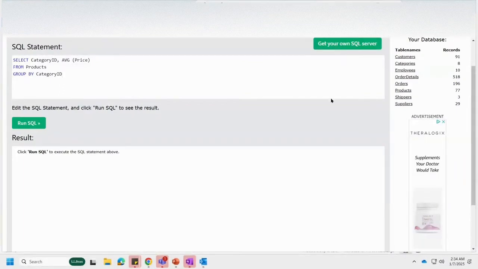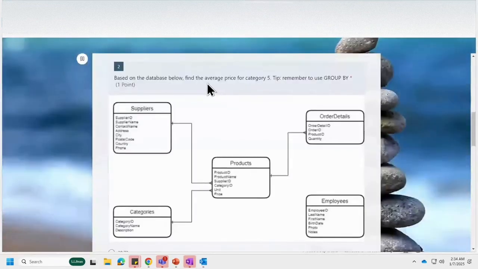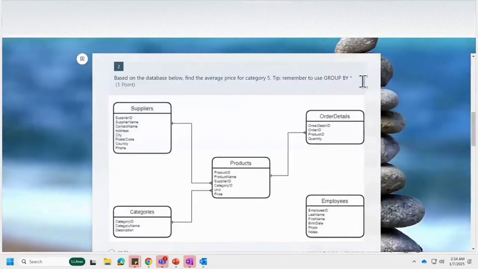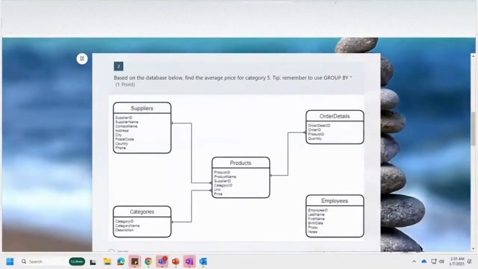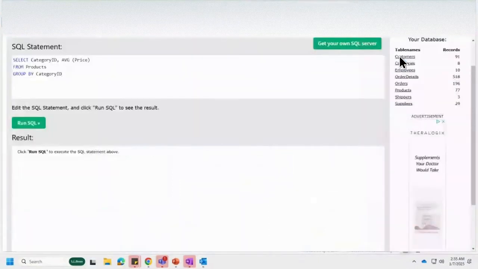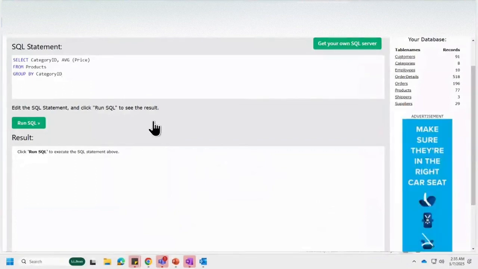Understand what we're querying. Based on the database below, find the average price for category 5. The tip is to remember to use group by. Find the average price for category 5. So category 5 is where it is in the category ID. So we're selecting the category ID column, and then we're doing the average price of that whole column from the products table, and we're grouping it by category ID. Yes.